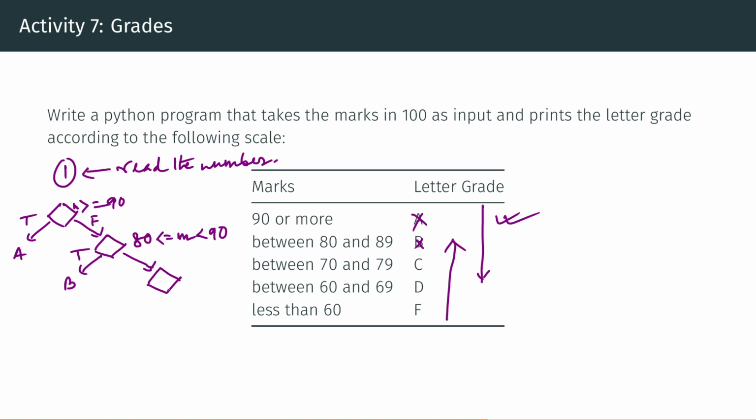Which path do you want to go? You check this condition: 70 less than or equal to M less than 80. If it's true, it's definitely a C. If it's not, you're not sure. It can be D or F. So again, you check a condition: if it's greater than or equal to 60 but less than 70, you know that it's a D. And if it's false, it must be an F. There's nothing else left.